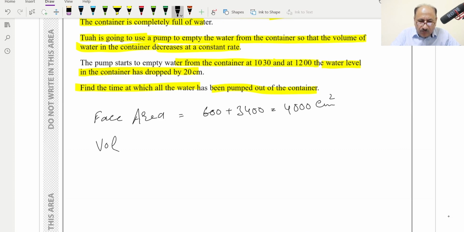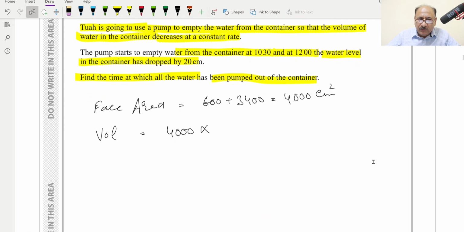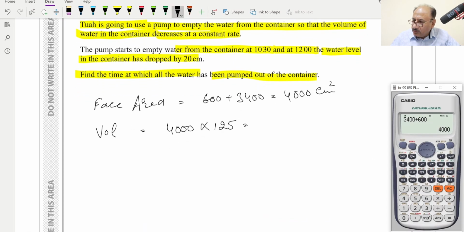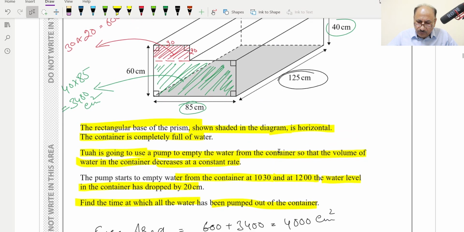Now we can write the volume of the prism will be equal to 4000, the face area, multiplied by its length, and the length we know is over here, 125 centimeter. So this will be multiplied by 125, and 4000 multiplied by 125 is equal to 500,000. Yes, 500,000, so 1 2 3 4 5 zeros. Now this is the volume, 500,000.